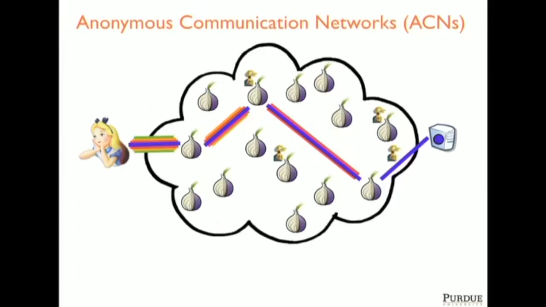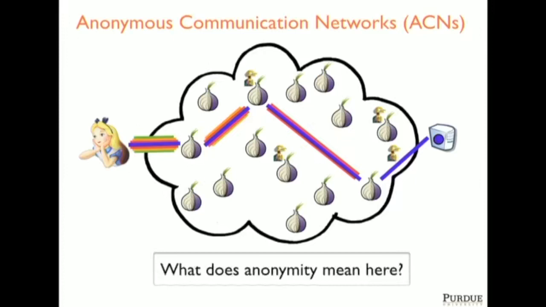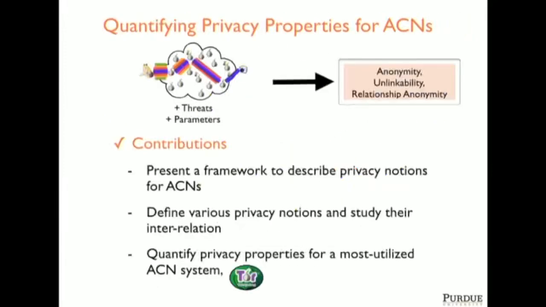But we still don't know very well what is meant by anonymity here. We know this is what we want to achieve, but quantifying this anonymity, similar to what we have done with the cryptographic primitive, has been an open problem or challenge for several years. So what we did as our first effort is to try to quantify this privacy or anonymity that we obtain from such an anonymous communication network.